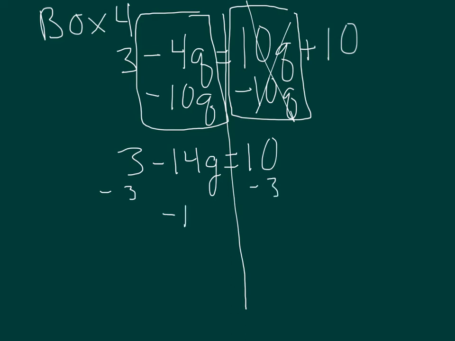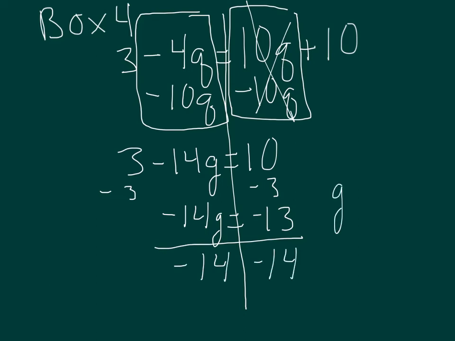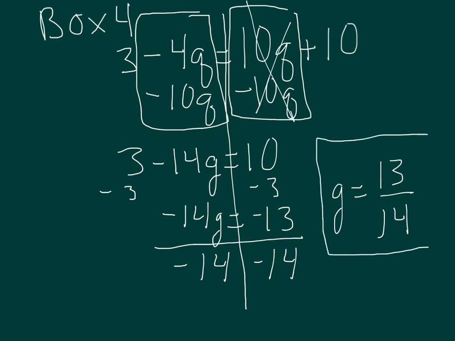So negative 14g equals negative 13. Then I divide both sides by negative 14, and we get g equals 13 over 14. Now, in algebra, you always want to leave this as a fraction, unless it's a specific problem that asks you to change it to a decimal, like some type of word problem. So this, we would just keep it as a fraction simplified to lowest terms.